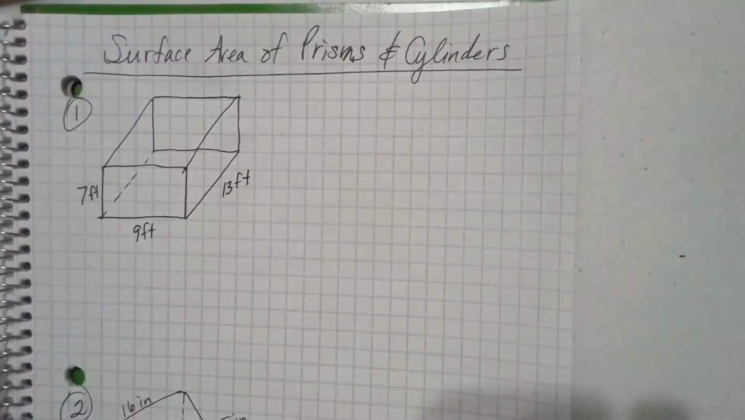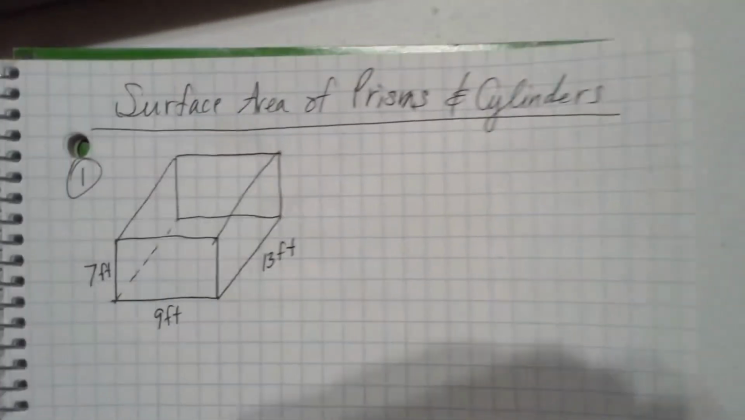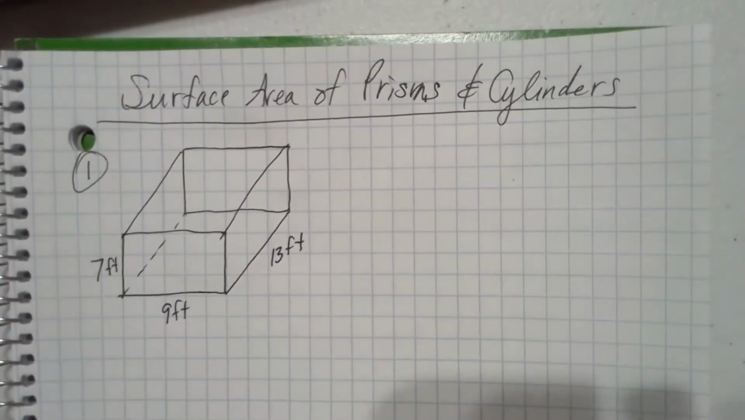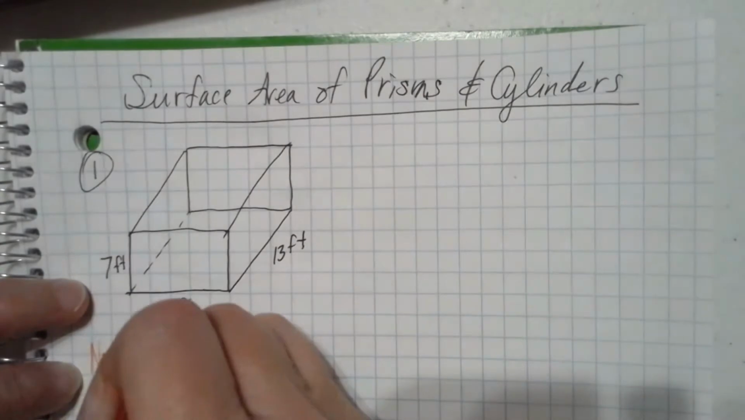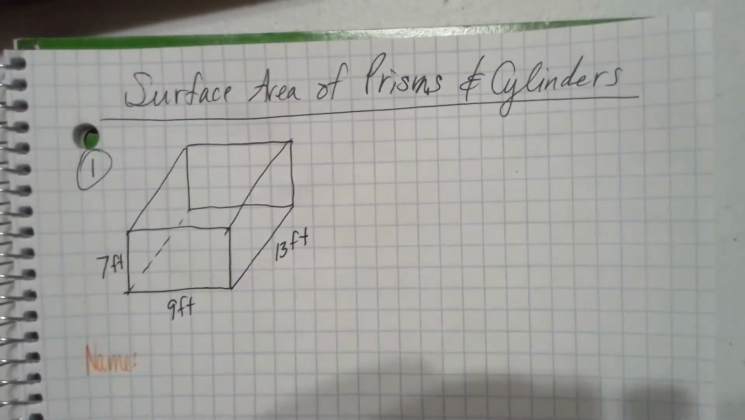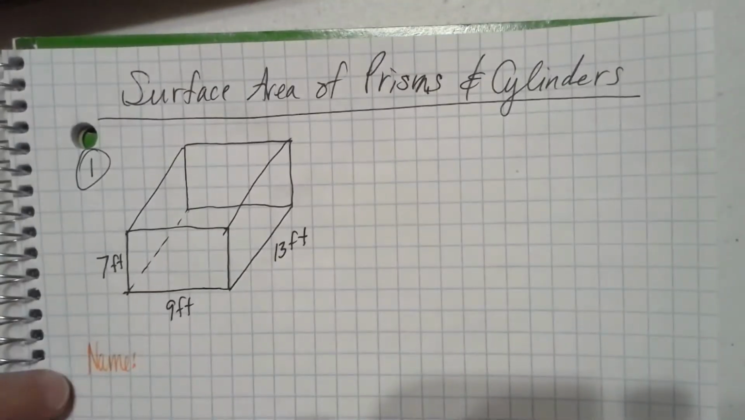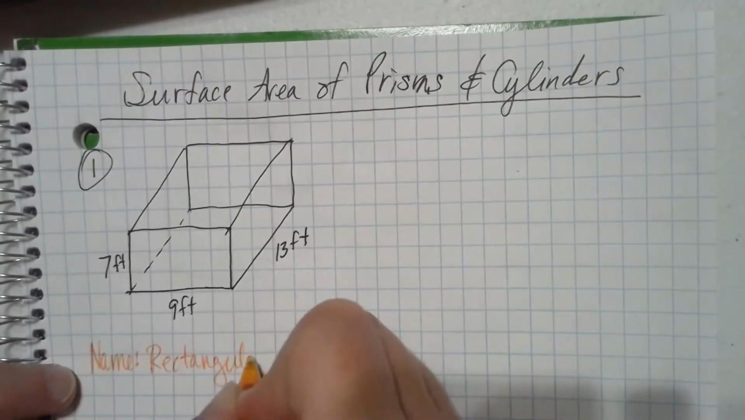Okay, so I've got a couple pictures already drawn here. We'll start with number 1, surface area of a prism and a cylinder. Step 1 is to name this shape. If you were to look at this shape from what we learned last week, what kind of shape would you call this? You would call this a rectangular prism.